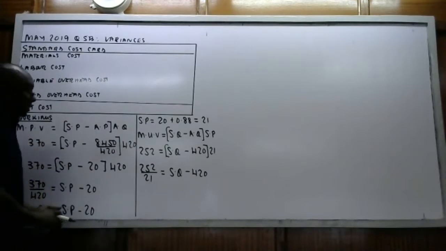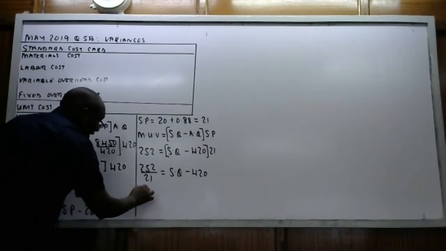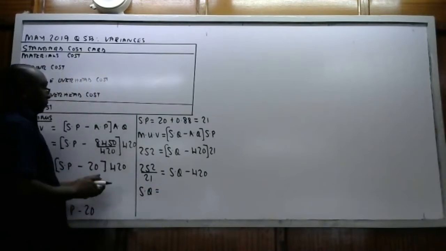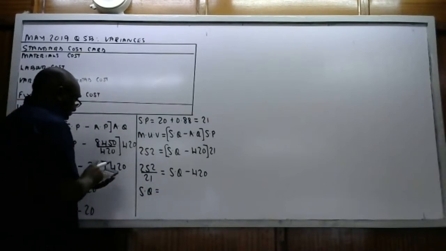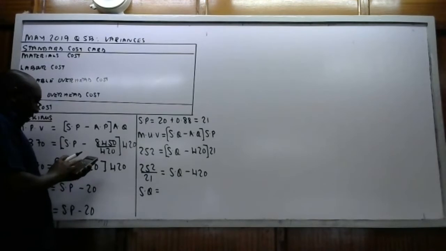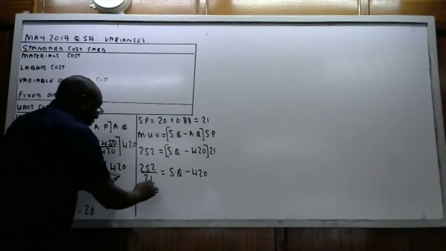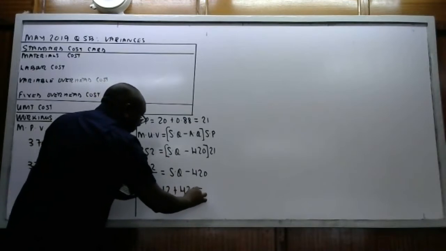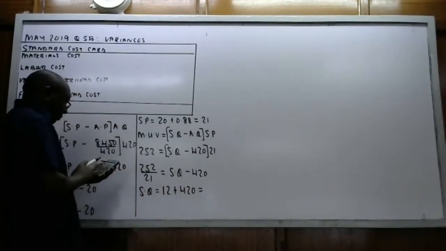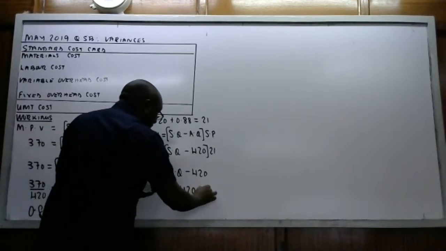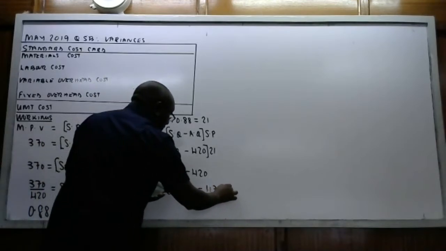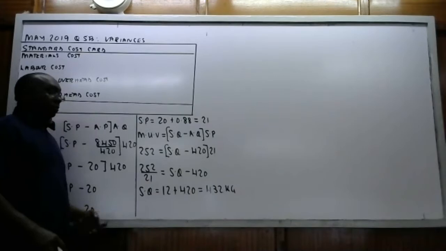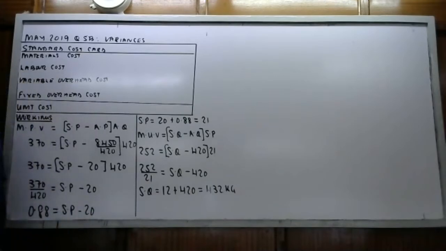Then you say standard quantity will be 252 divided by 21, which is 12, plus 420. And that gives us 432 kilograms.